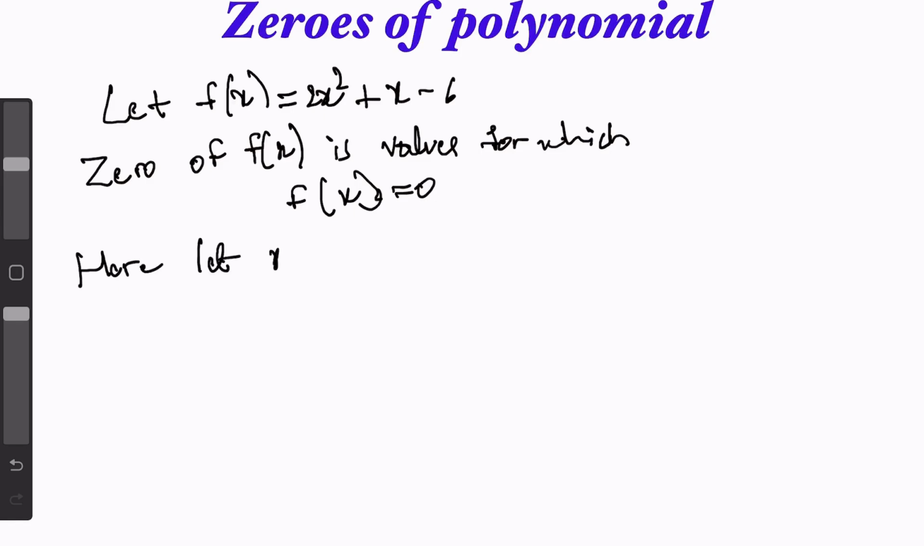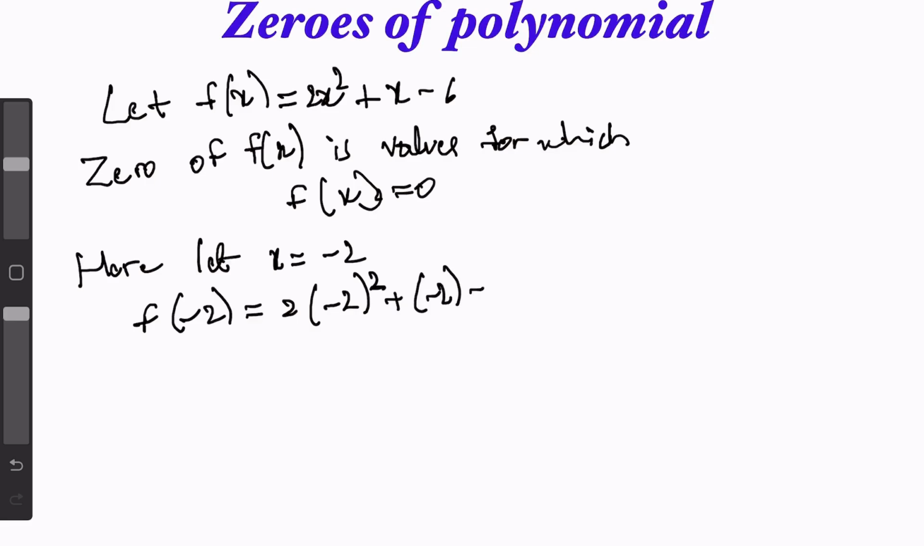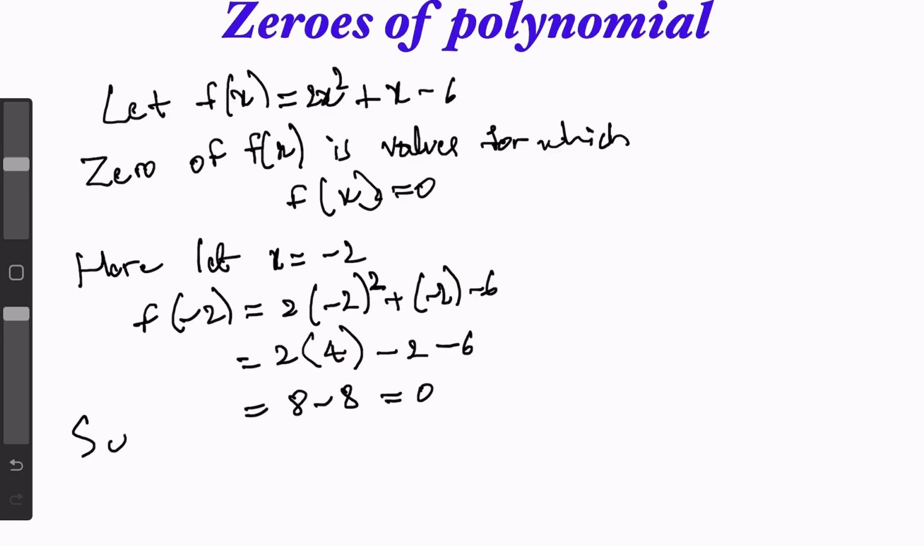Here let x equals minus 2. Then f of minus 2 becomes, placing minus 2 in place of x, 2 into minus 2 whole square plus minus 2 minus 6. That equals 2 into 4 minus 2 minus 6, that equals 8 minus 8, which is 0. So minus 2 is a zero of f of x. This is the meaning. And let's see what the graphical meaning is.